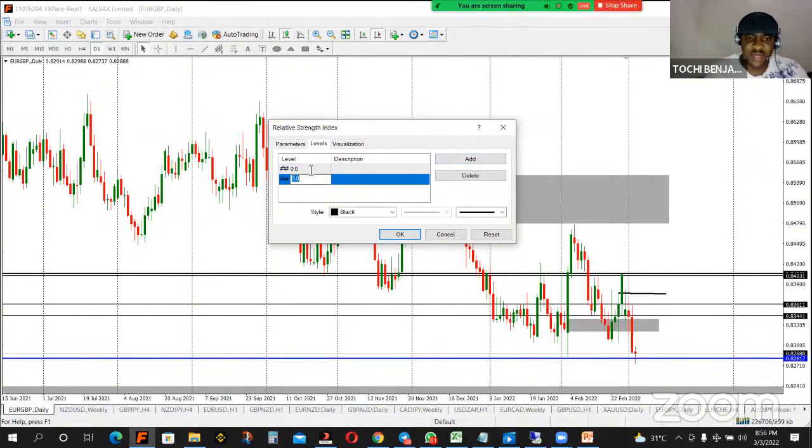Let me put it, this is 30, this is 30, and this is 70. That's what you see. You just see like this on your chart. But we need to modify it so that it will be easy for us to fit on our chart. So what you do, if you want to add another level, click on this add.